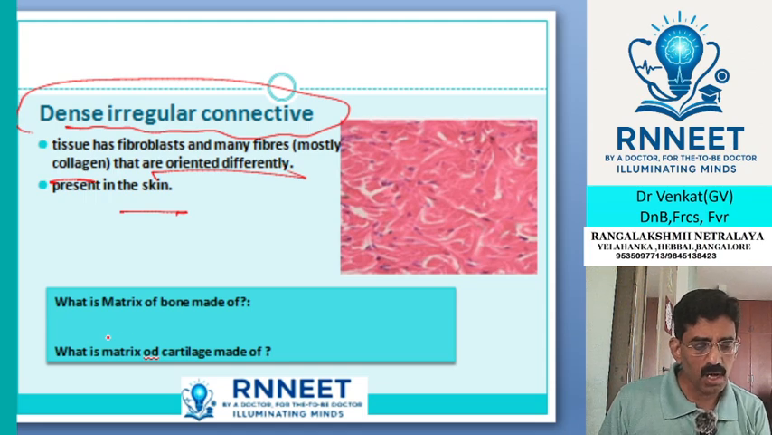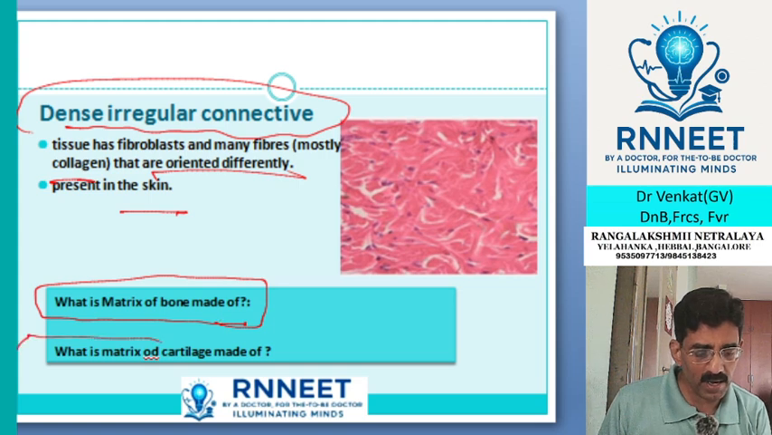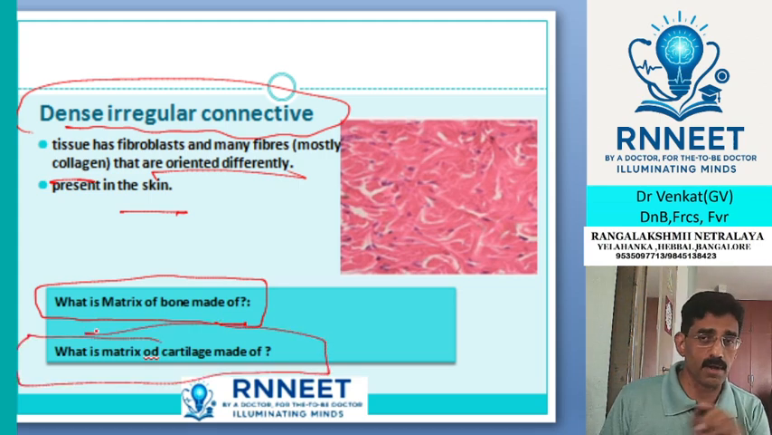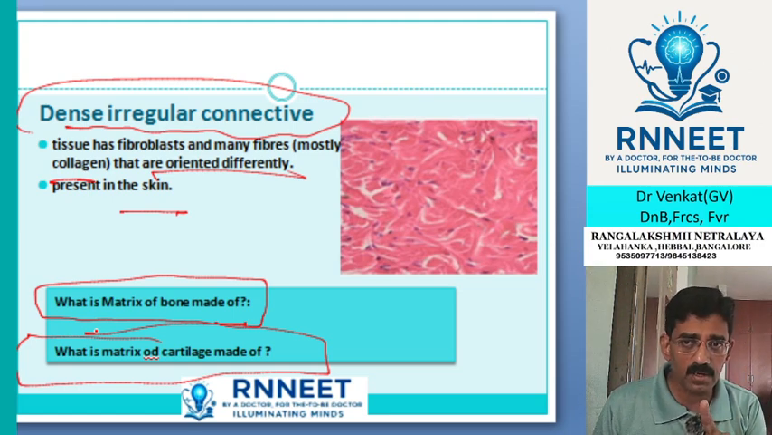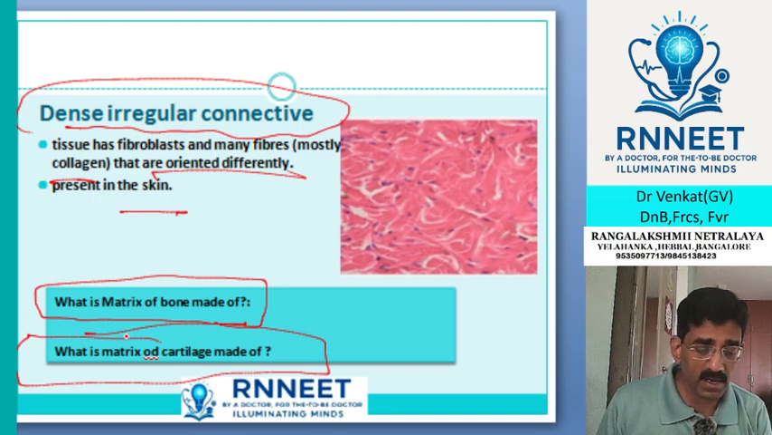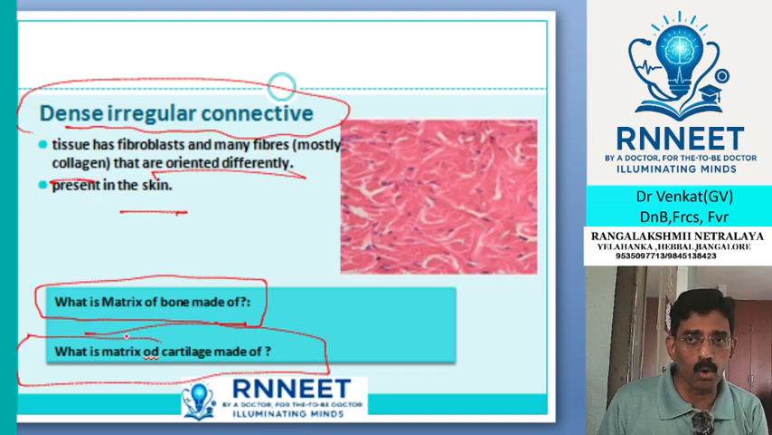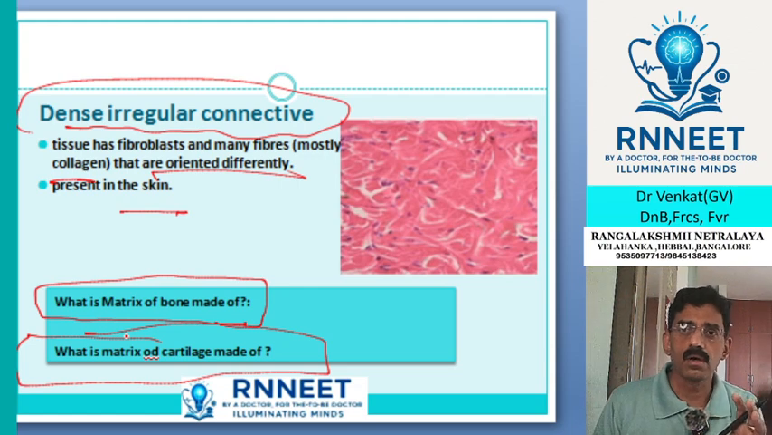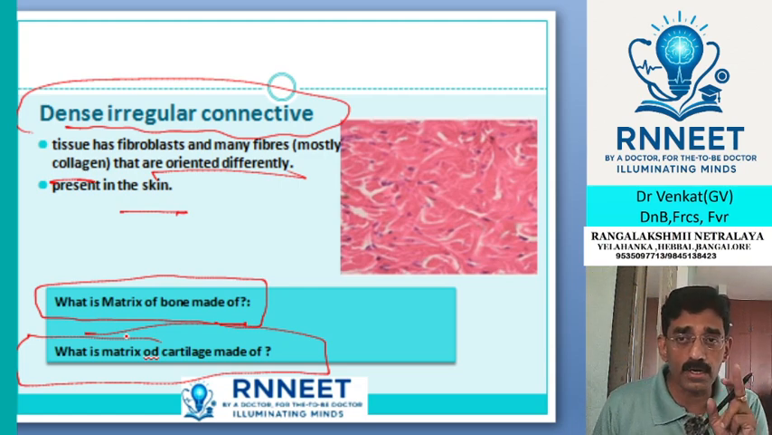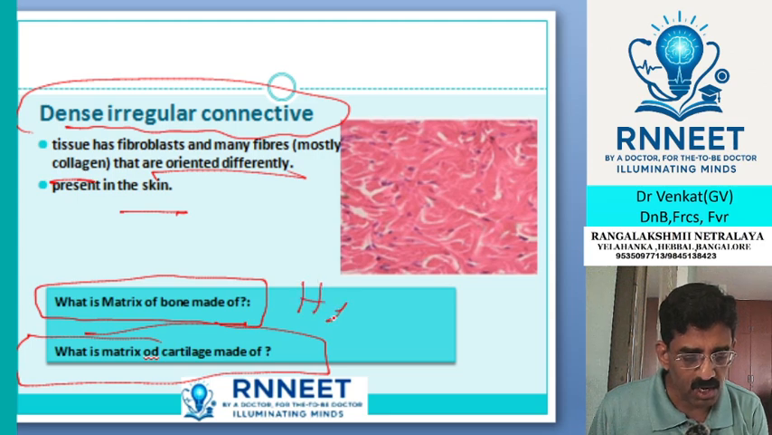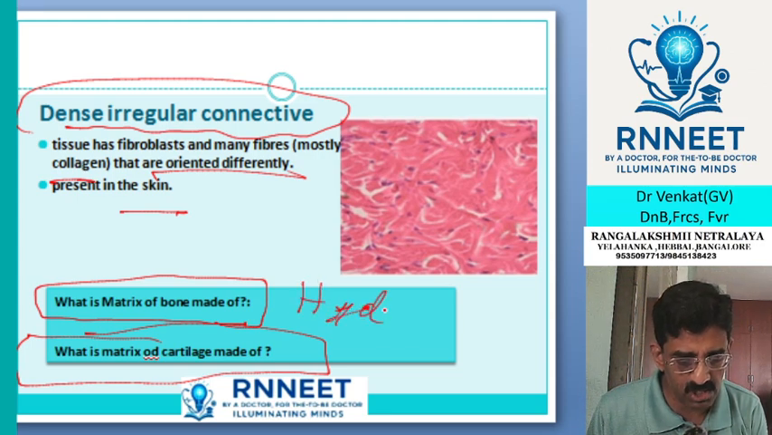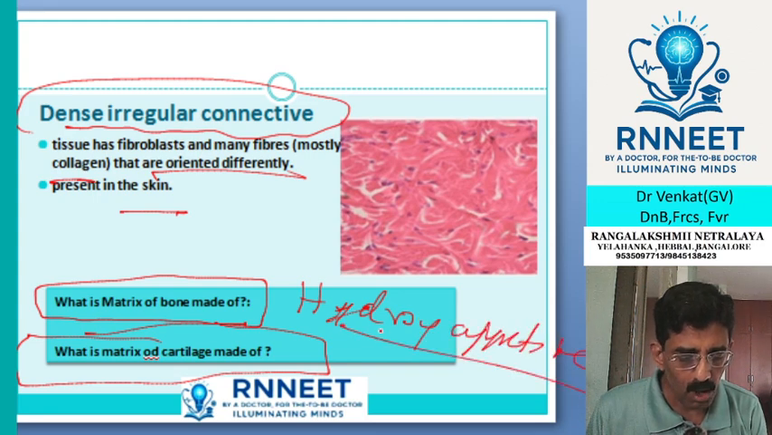What is the matrix of the bone made of, and what is the matrix of the cartilage made of? Very important questions. We talked about proteoglycans, correct? And we talked about the bone. What is the matrix of the bone made up of? The bone is made up of a matrix which contains hydroxyapatite. So the answer here is hydroxyapatite. This is not given in many places, but remember this, it is hydroxyapatite. This contains a high amount of calcium.